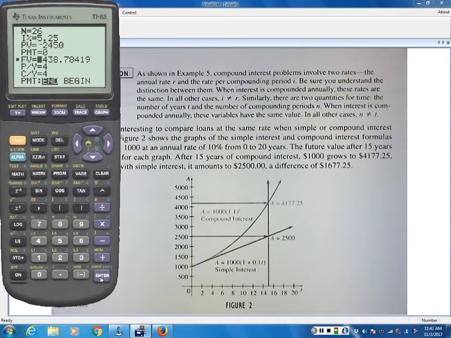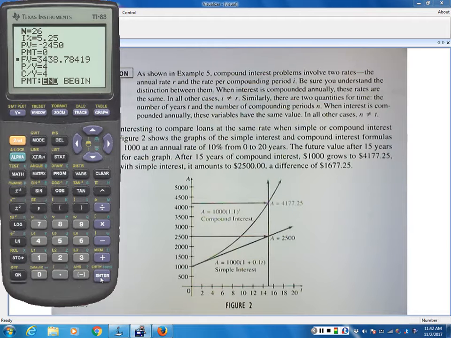Notice nothing on that screen asks you for R. It just says interest rate. So it doesn't ask you to make a distinction. You're going to put in whatever the stated interest rate is. You're not going to adjust it. You're going to let your calculator adjust it.